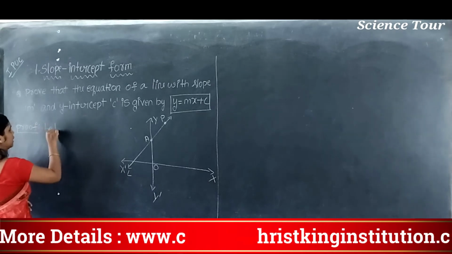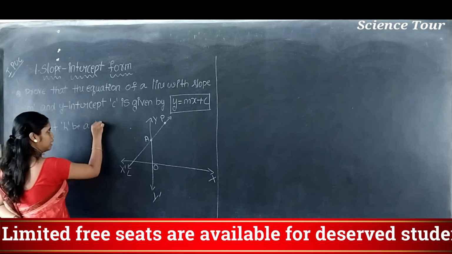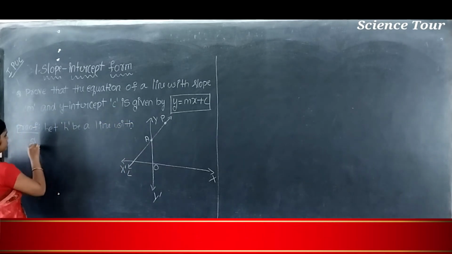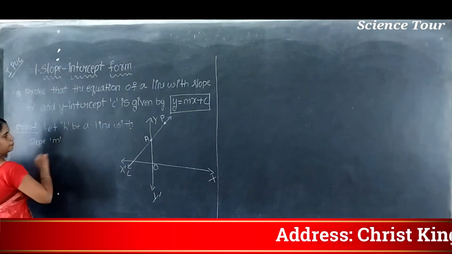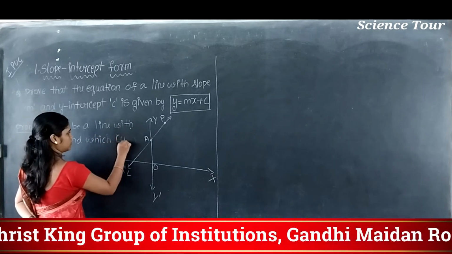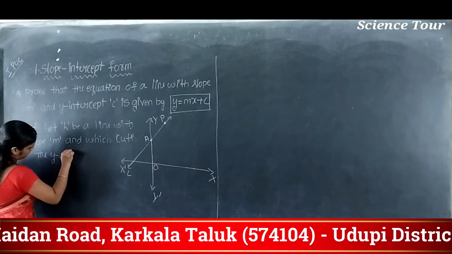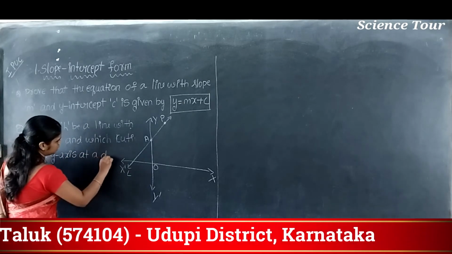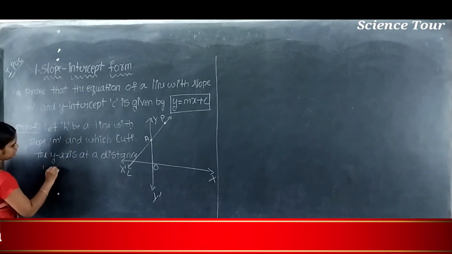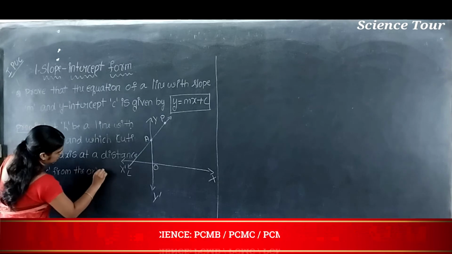Let L be a line with the slope m, which cuts the y-axis at a distance c from the origin. Okay, see here.